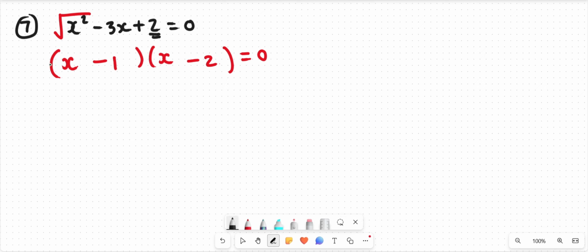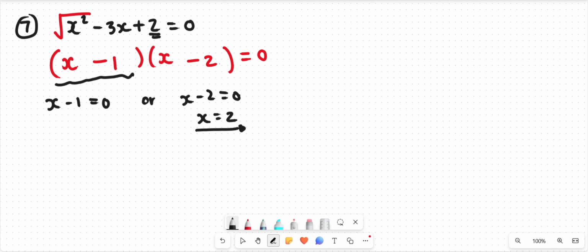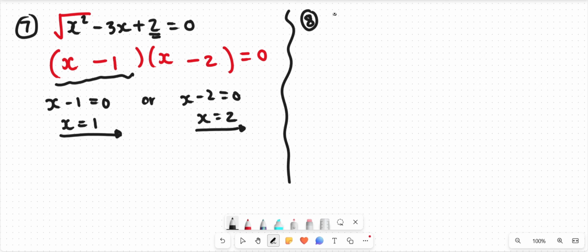rule that we started with that just says take the first bracket, make it equal to 0, and take the second bracket and make that equal to 0. And so x in the second one is a positive 2, and x in the first one is a positive 1. And there we go. Let's try number 8. So number 8 looks like this.